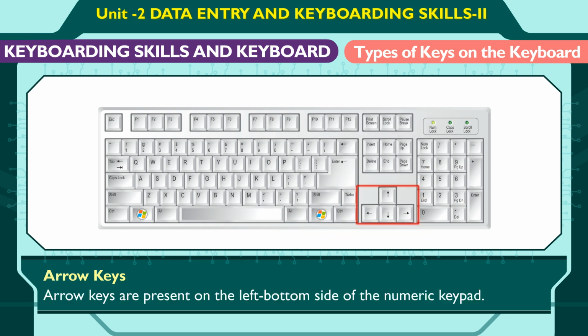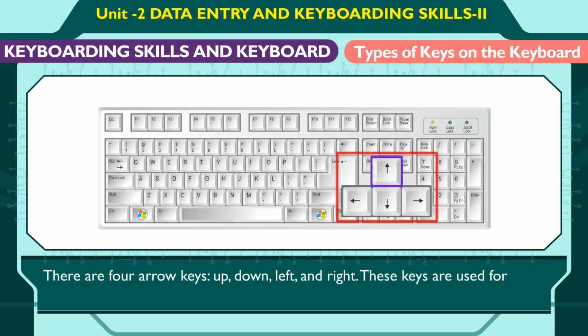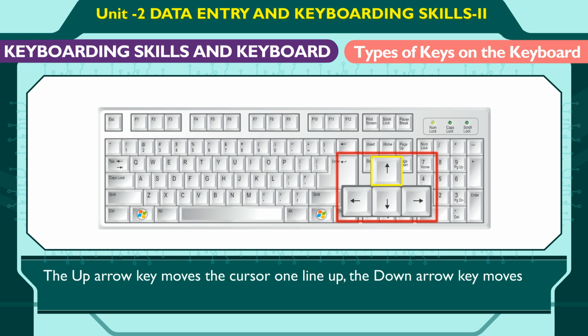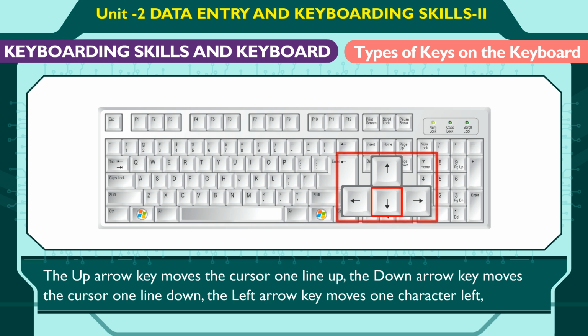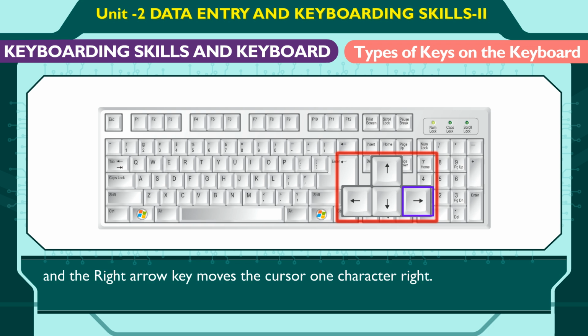Arrow keys. Arrow keys are present on the left bottom side of the numeric keypad. There are 4 arrow keys, up, down, left and right. These keys are used for navigation purposes. The up arrow key moves the cursor 1 line up, the down arrow key moves the cursor 1 line down, the left arrow key moves the cursor 1 character left, and the right arrow key moves the cursor 1 character right.